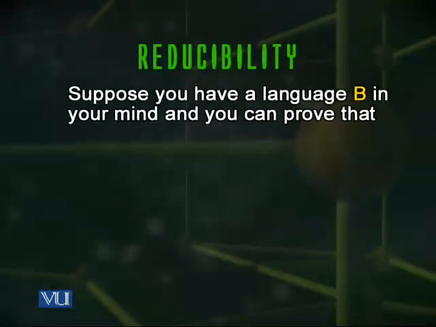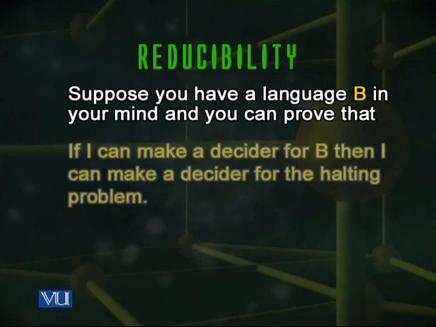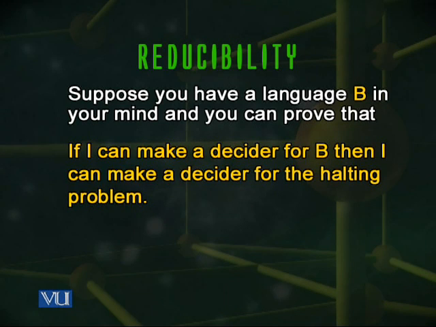problems are also undecidable. Suppose you have a language B in your mind, and suppose you can say the following statement. You can say that if I could solve B, if I could make a decider for B, then I could also make a decider for the halting problem. Well, then you can immediately conclude that B is undecidable, because we know that the halting problem is undecidable.